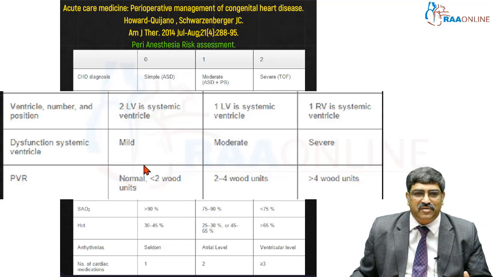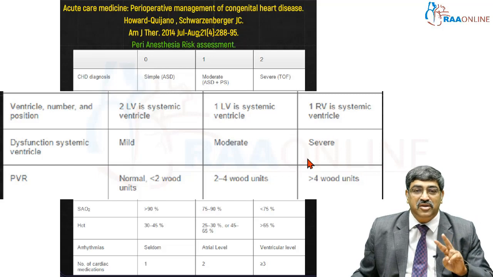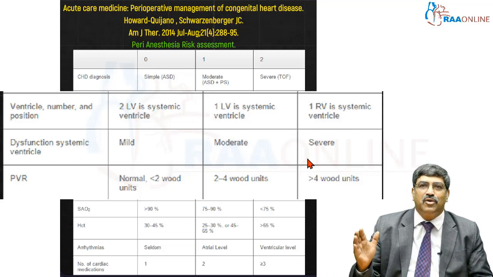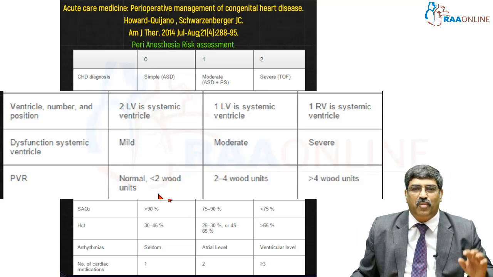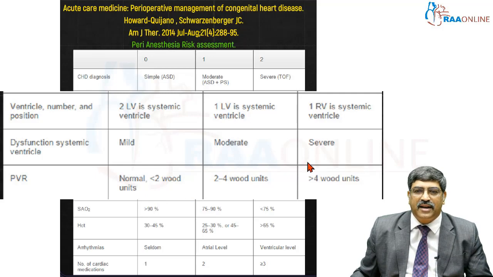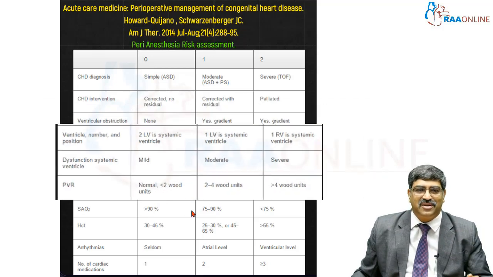Coming to the ventricular dysfunction, if it is mild, it is 0. If it is moderate, it is 1 point. If it is severe dysfunction, it is 2 points. Coming to pulmonary vascular resistance, if it is normal, 0 points. Between 2 and 4, it is 1 point, and greater than 4, it is 2 points.